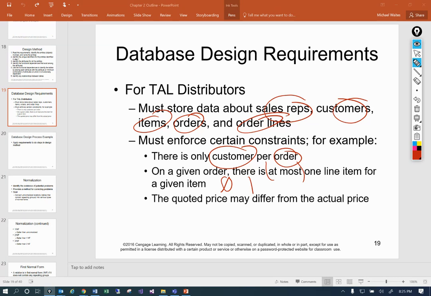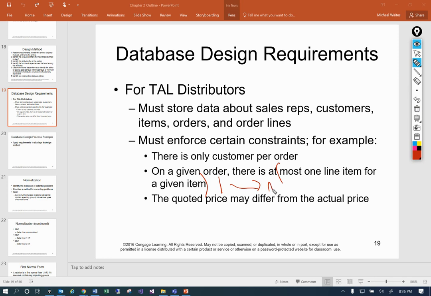To be honest with you, this reads a little weird. On a given order, there is at most one line item for a given item. What's really being said here, and I've seen this before, it's just a really weird way of saying it, is that there has to be at least one item, but there could be many. And by the way, when we say many, we often represent that with an N. So there is at least one item, but there can be more than one item.